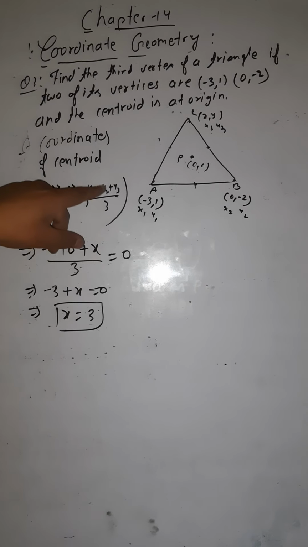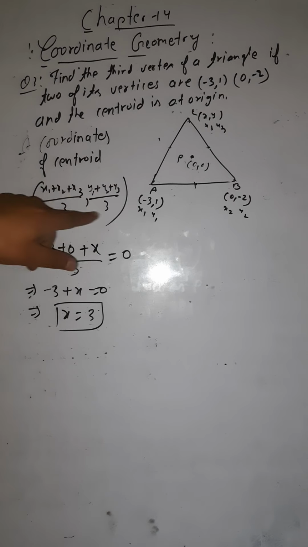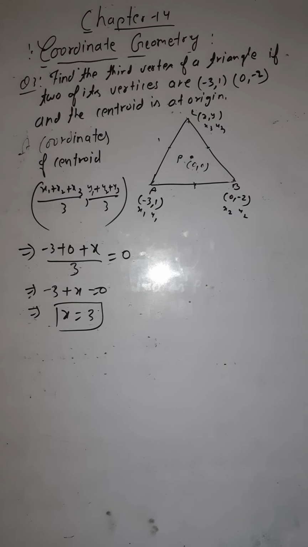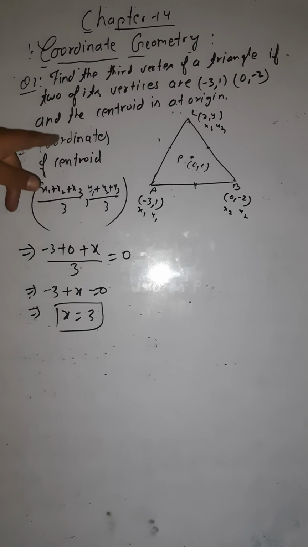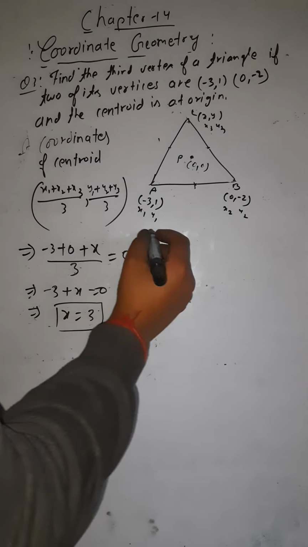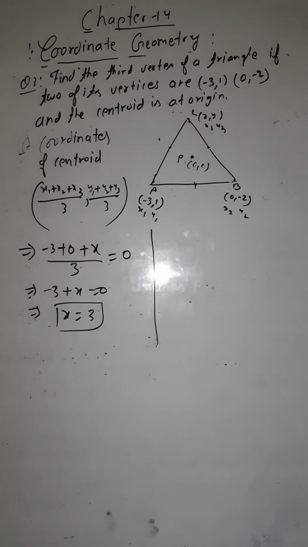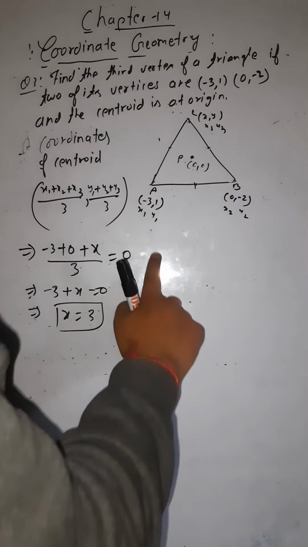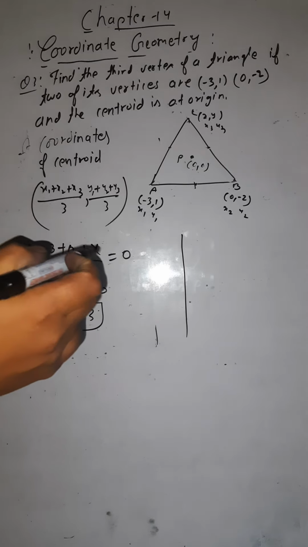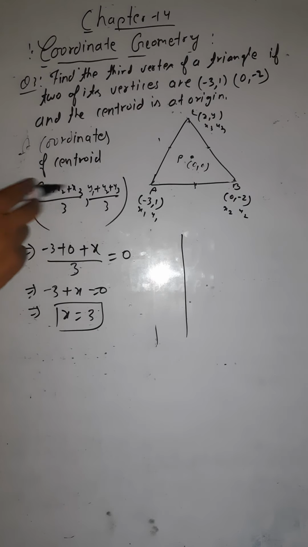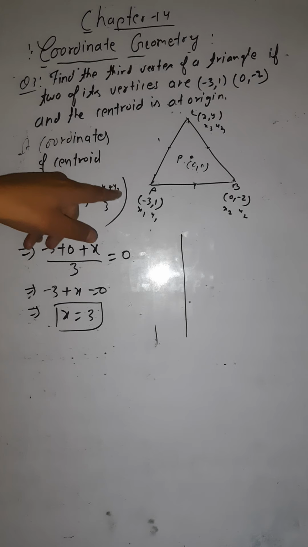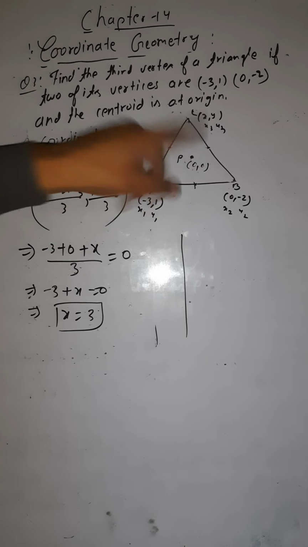Similarly, for y1 plus y2 plus y3 by 3, this second coordinate has also been given as 0, because the coordinates of the centroid, 0, 0, have been given in the question. We know the formula for finding the centroid of a triangle. Getting this? I will write it here somewhere so you can see. Now the second coordinate, y1 plus y2 plus y3 divided by 3, is given here as 0.